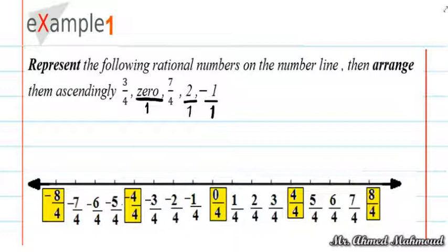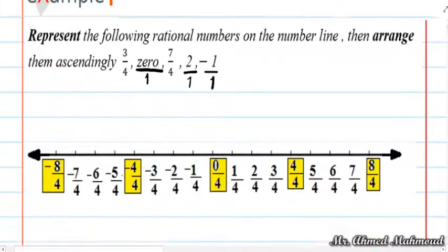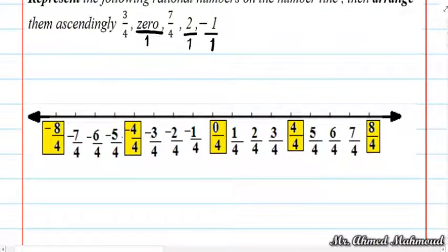You note here that I squared some numbers. Okay, these numbers are 0 over 4, which is equal to 0, 4 over 4, which is 1, 8 over 4, which is 2, negative 4 over 4, which is negative 1, negative 8 over 4, which is negative 2, and these are the whole numbers.